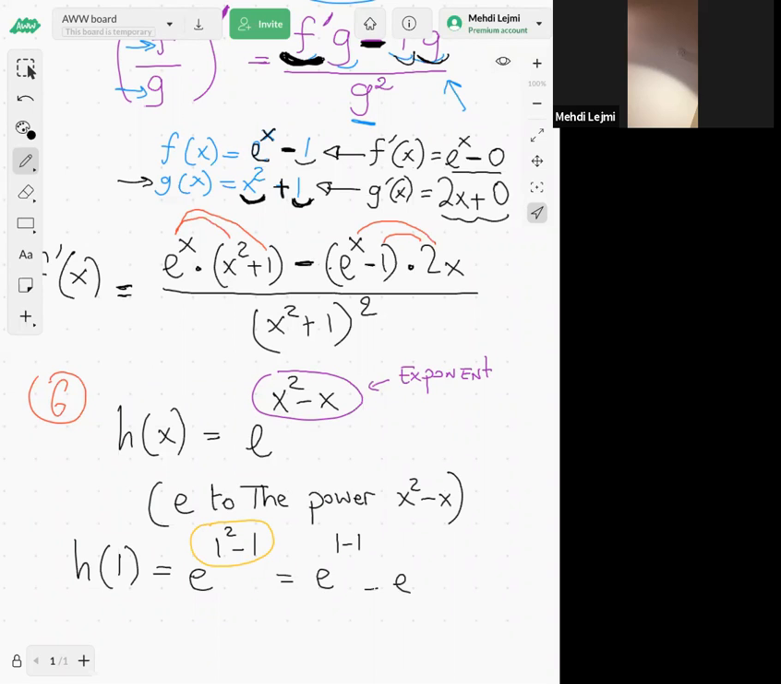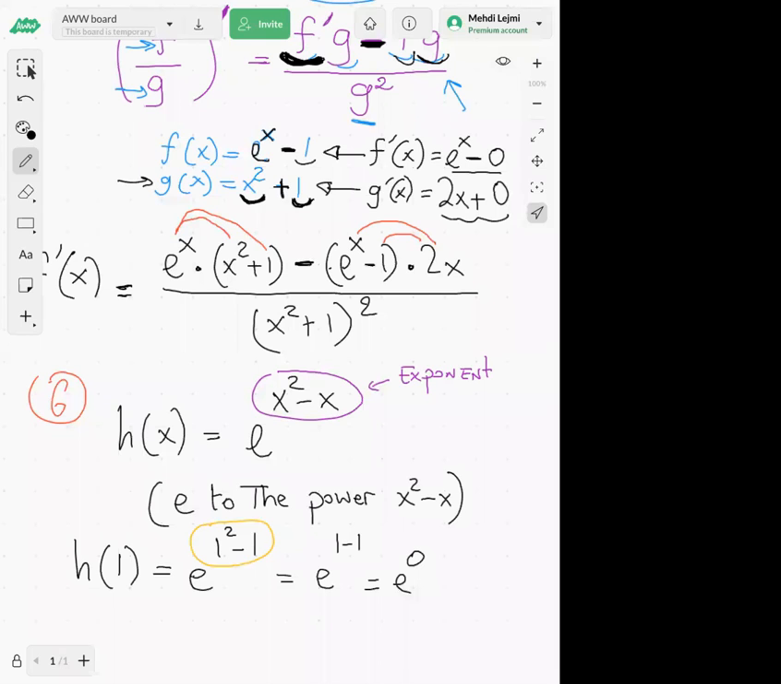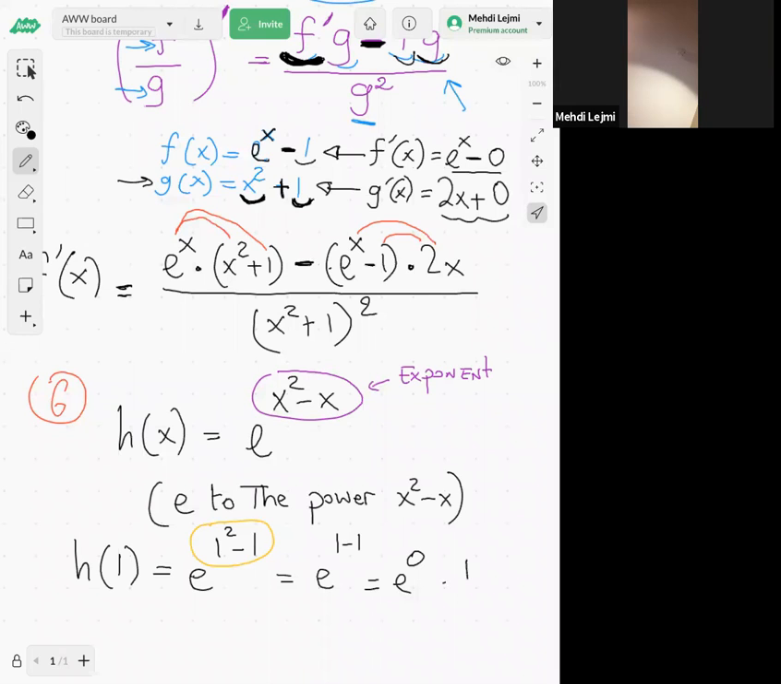So that's e to the power 0, right? 1 minus 1 is 0. So that's e to the power 0. And what would be e to the power 0? 1. Yeah, absolutely. So a non-zero number to the power 0 is 1. Absolutely. So h of 1 is 1.